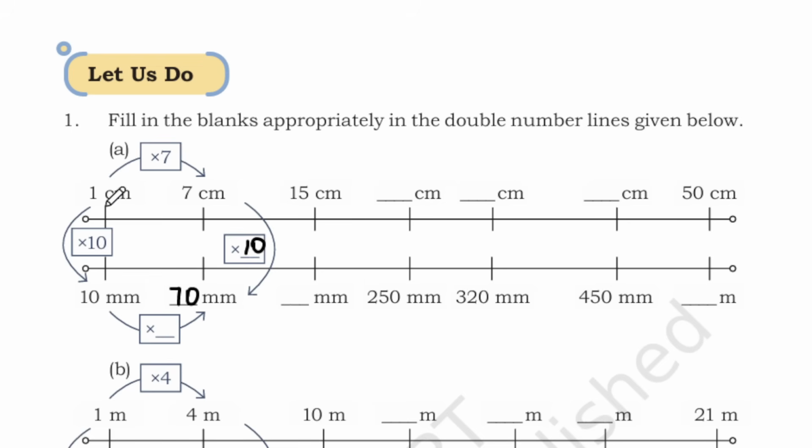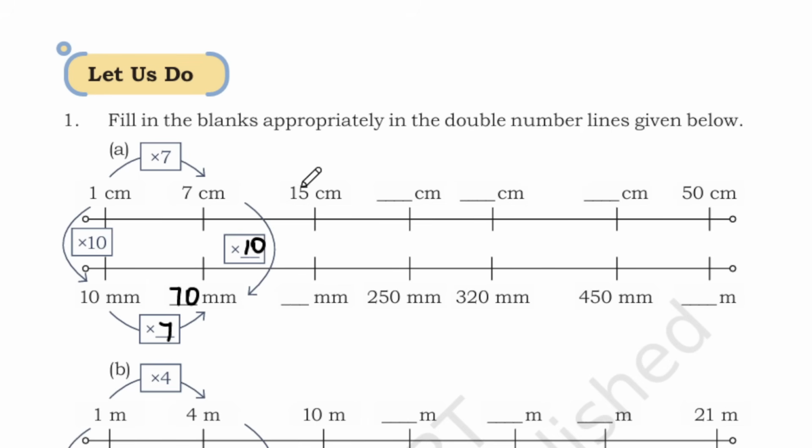And here if you see 10 millimeters, how many 10 millimeters is 70 millimeter? How many times? It is 7 times. 7 times 10 millimeter is equal to 70 millimeter. Likewise, 7 centimeter is multiplied by 10 to get 70 millimeter. Easily you can identify.